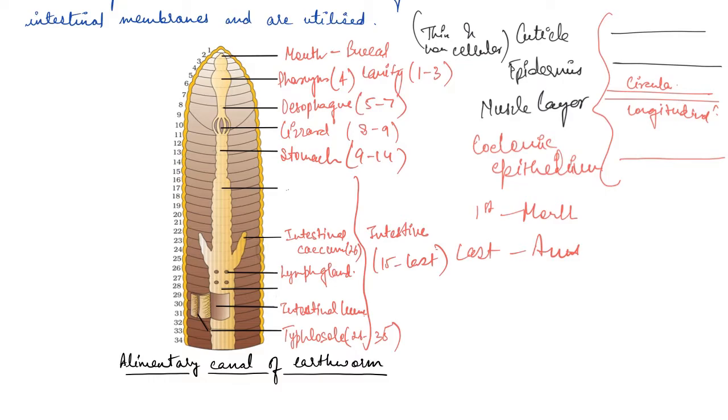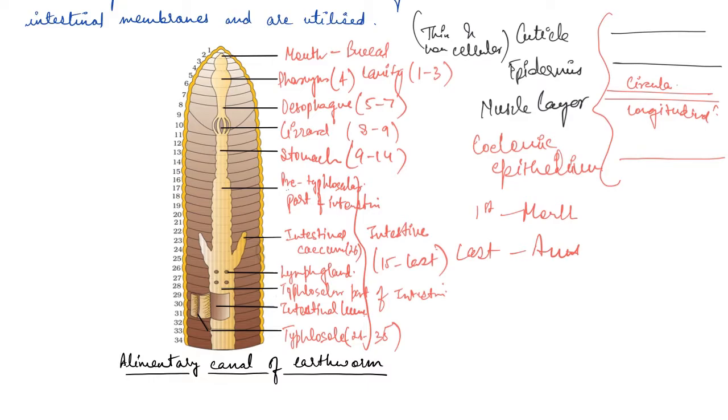So before that, the segment is known as the pre-typhlosolar part of the intestine, right? The part from 26 to 35 is known as the typhlosolar part of the intestine, right? And at the end you have the anus.